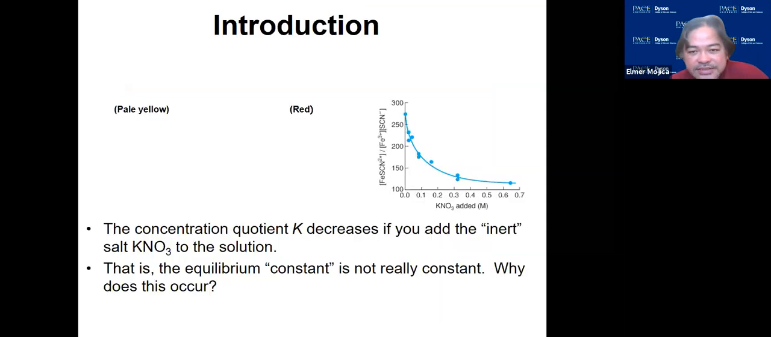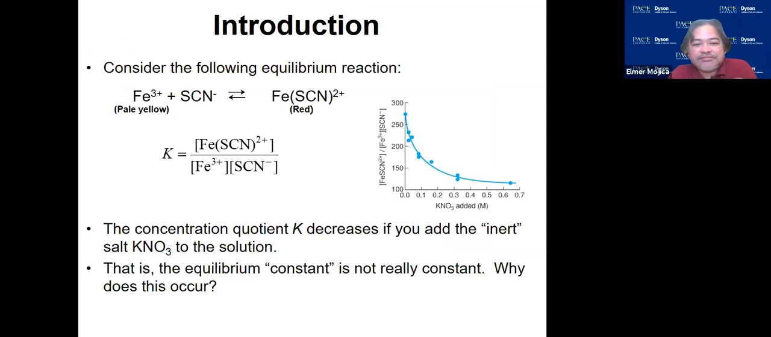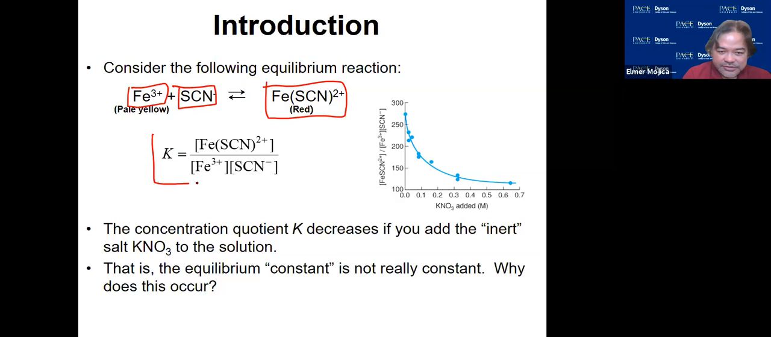Now, let's try to look at this experiment that was performed if you took Gen Chem 2 here at Pace University, wherein you react Fe3 plus with SCN minus. So usually you're going to form a blood red solution. And if you're going to look at their equilibrium constant, this is how you write them.